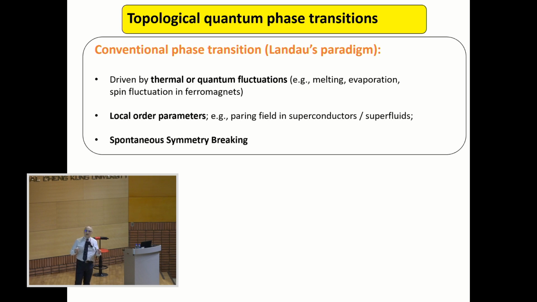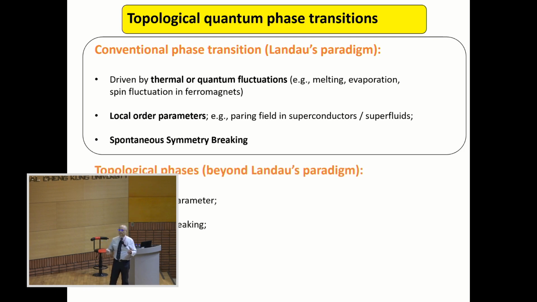Magnets, etc. These all have local order parameters. Could be the pairing field, superconductor, superfluid, spontaneous symmetry breaking. But there are topological phases which are beyond the standard Landau paradigm, which have no local order, no symmetry breaking.